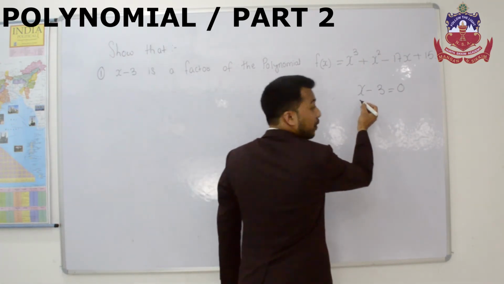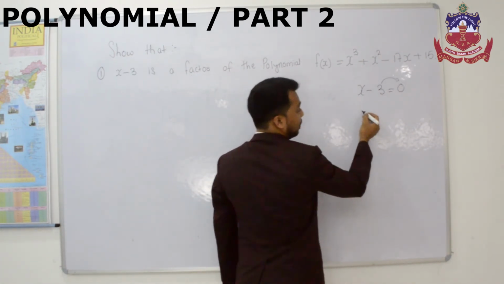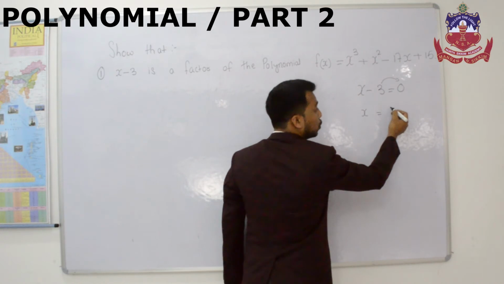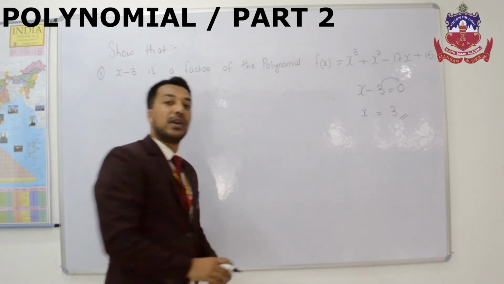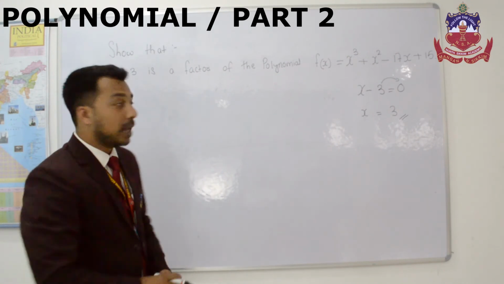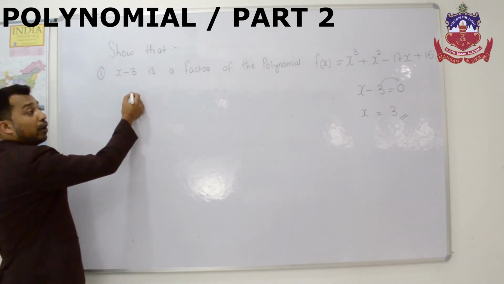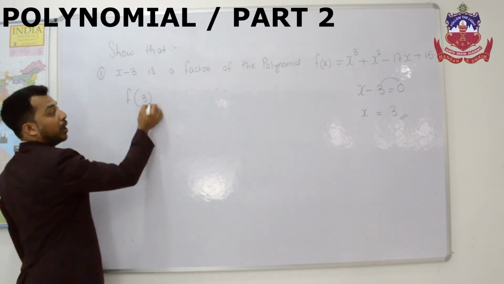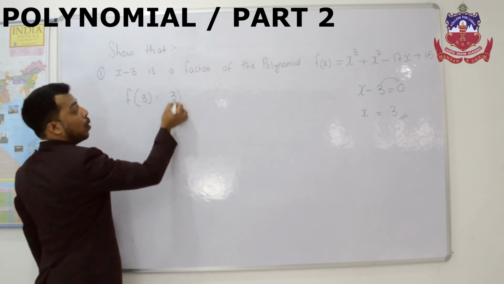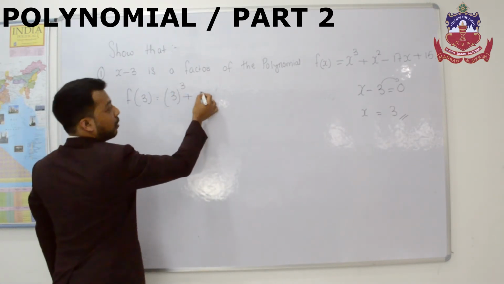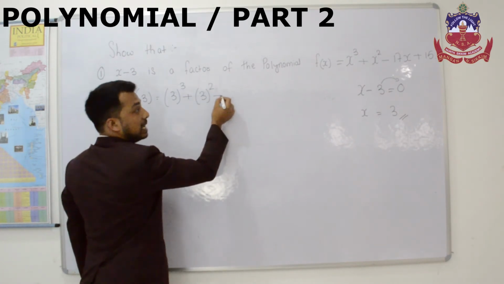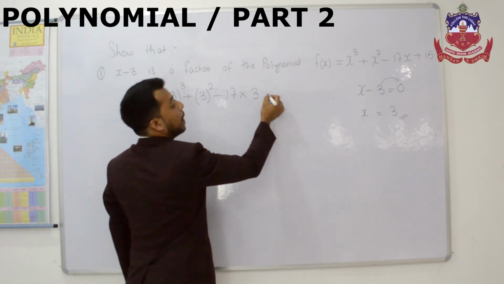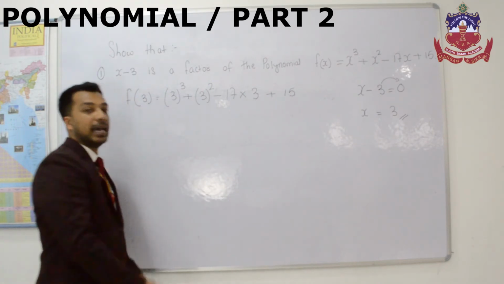Now let's find the value of the variable by sending the number to the other side. So it is x equals minus 3 will go to the other side as plus 3, so x equals 3. So we have found the value of the variable, that is x, as 3. In the next step, we substitute the value of the variable in the given polynomial. That is, instead of x, now we are going to write 3. That is 3 to the power 3 plus 3 to the power 2 minus 17 into 3 plus the last one, that is plus 15, the same.